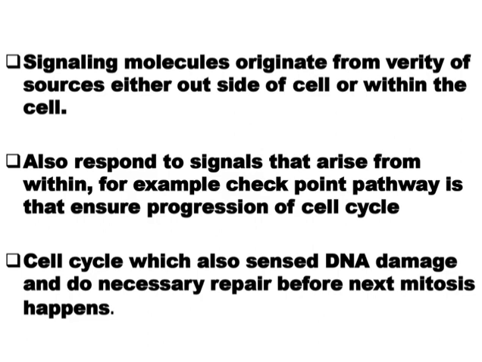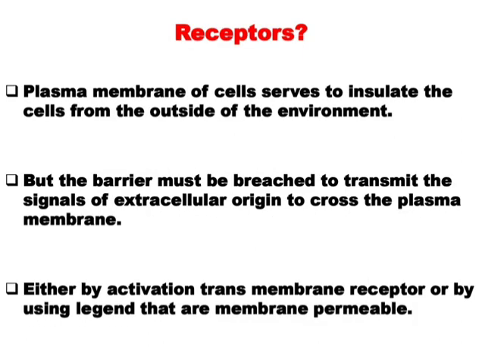Receptors can bind and respond to more than one ligand. Usually a receptor binds one ligand, but sometimes one receptor binds more than one ligand. For example, the epidermal growth factor receptor binds two ligands. One is transforming growth factor alpha and the second is heparin-binding growth factor beta.